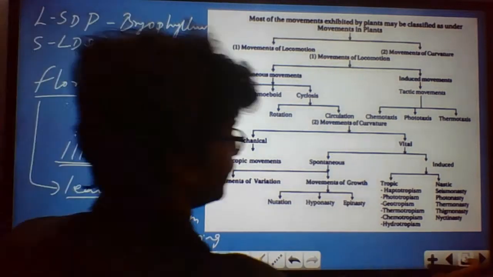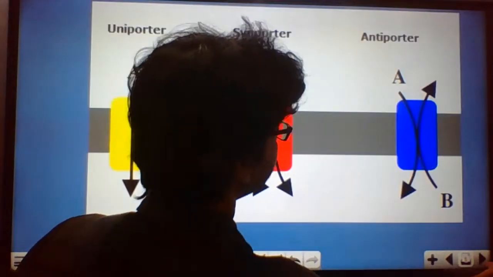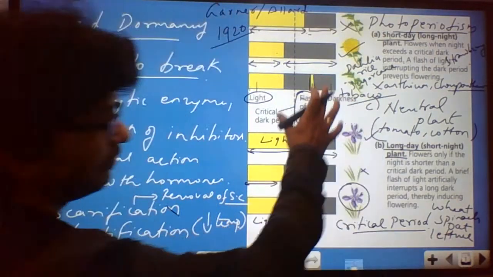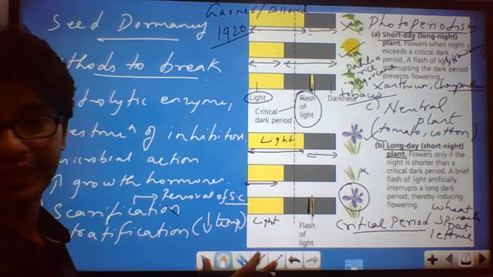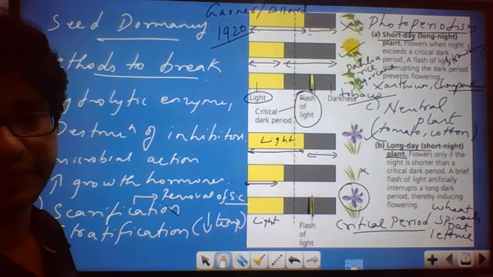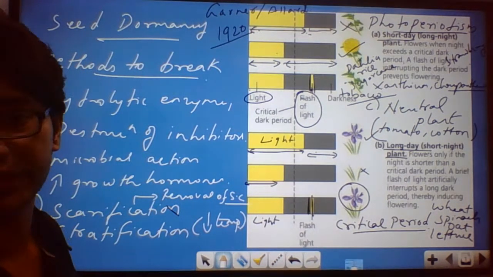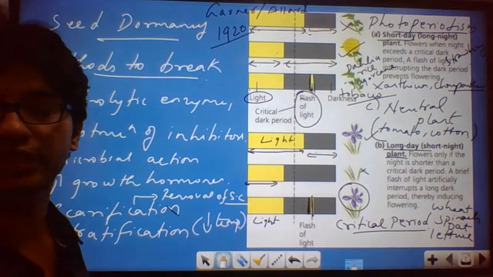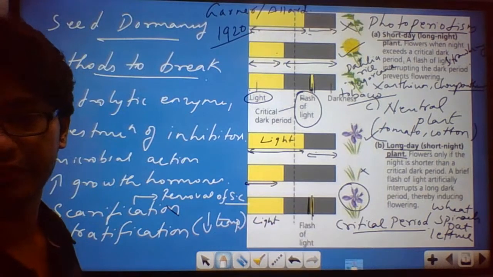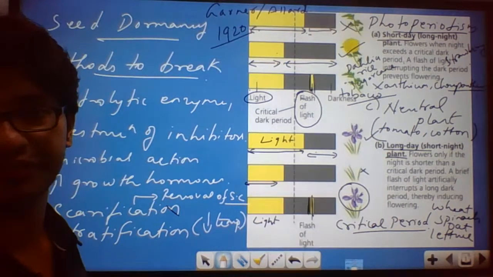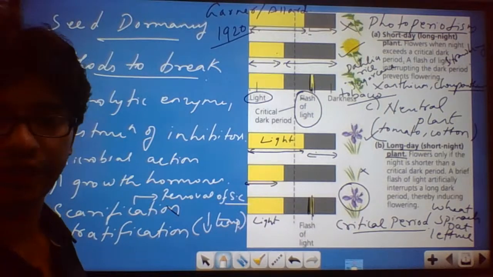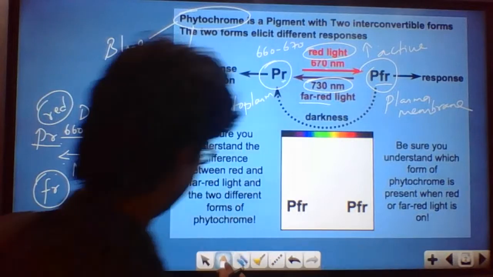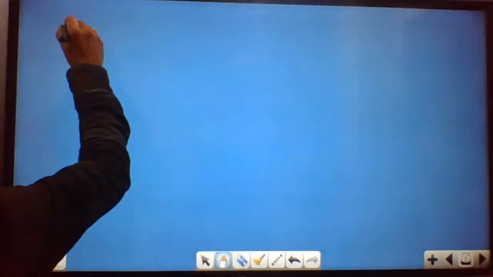Coming to the next part, vernalization. We move on to the next part, vernalization. Guys, you need not be very particular about the pictures, because if you go to Google and search for pictures, a lot of pictures come up. It's not compulsory that you go forward with only this picture. You can make use of any pictures as per your comfort. Okay, you can do it. So coming to the next part, that is vernalization.